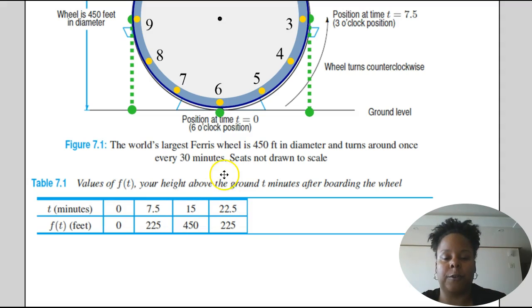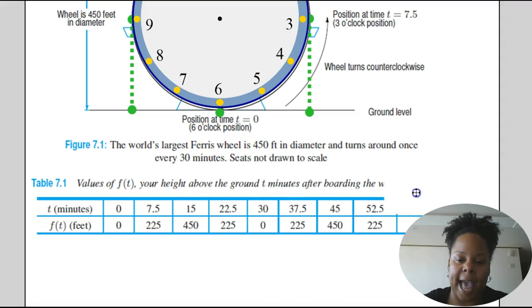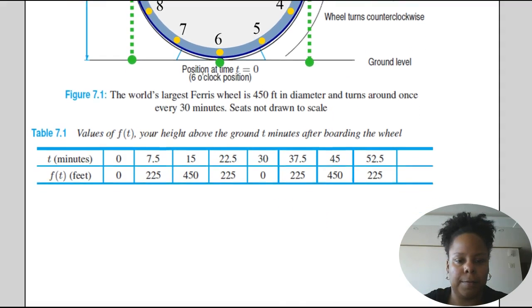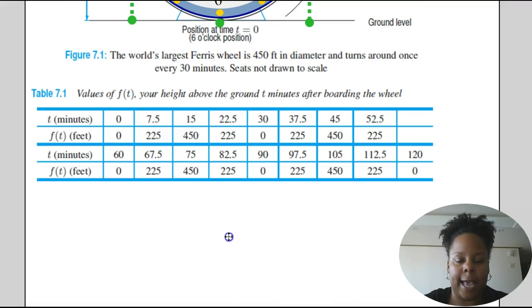And what happens after the first 30 minutes? The Ferris wheel doesn't stop. As you saw in the video, it keeps going. So we can add more values to our table. All right. And then that's after the next 30 minutes. And we can even add more for the next 60 minutes for a total of 120 minutes. But one thing that you notice about the height above the ground is that it is repeating. Certain values are repeating after so long.